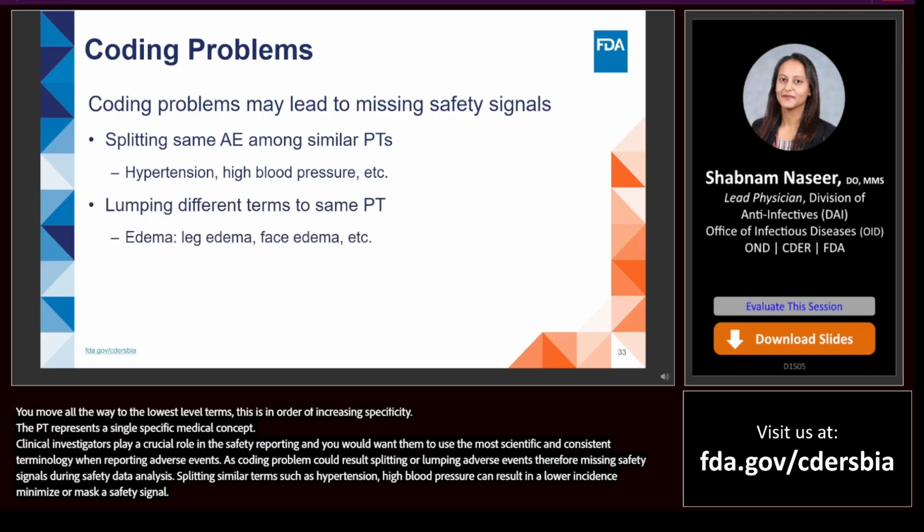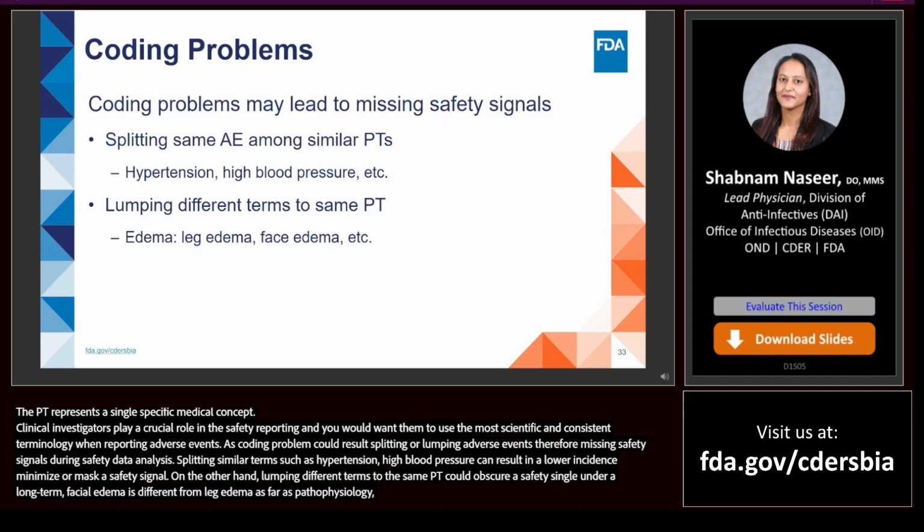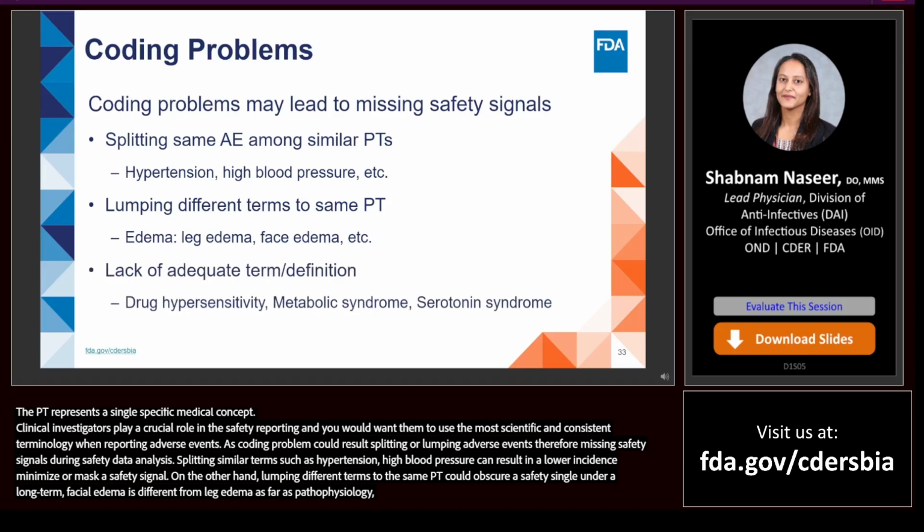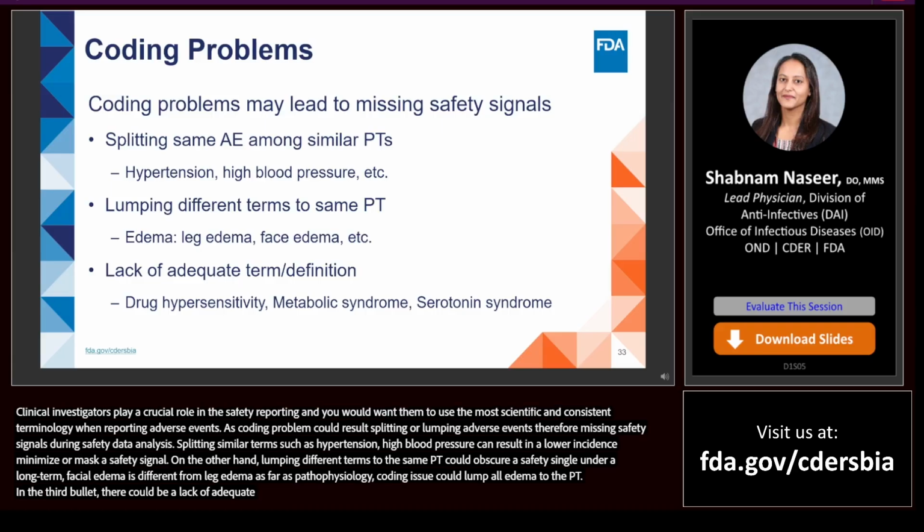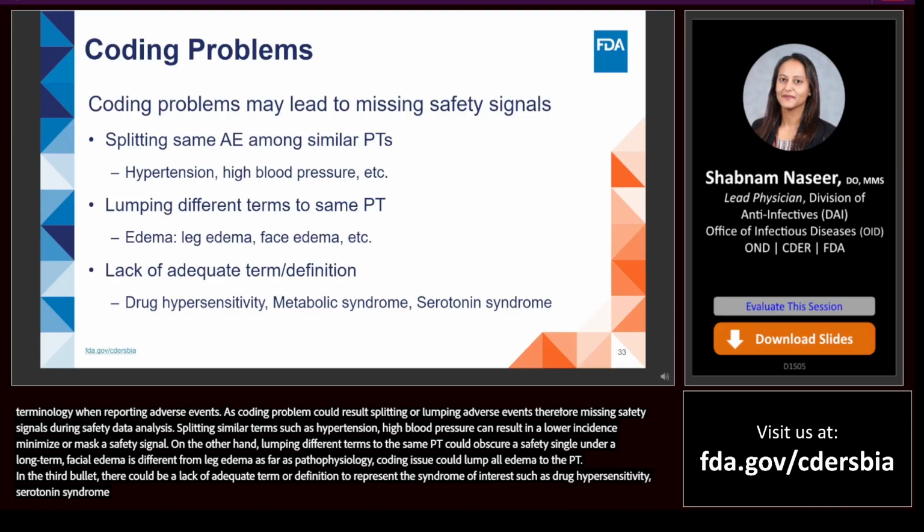And on the other hand, lumping dissimilar terms to the same PT could obscure a safety signal under a lumped term. So for example, facial edema is very different from leg edema as far as pathophysiology, and a coding issue could be lumping all edema to the PT edema. In this third bullet, there could be a lack of an adequate term or definition to represent a syndrome of interest such as drug hypersensitivity or serotonin syndrome. And in this case, you may need a prospective case definition if the syndrome is not well characterized by a single term.